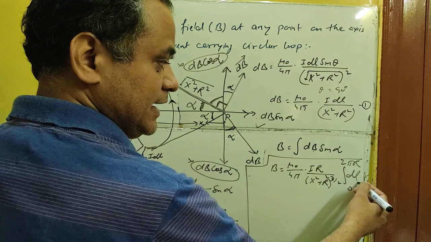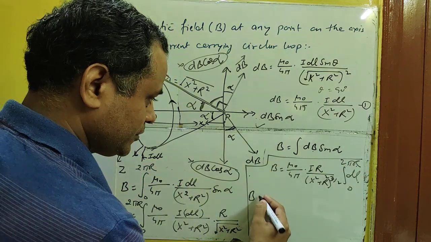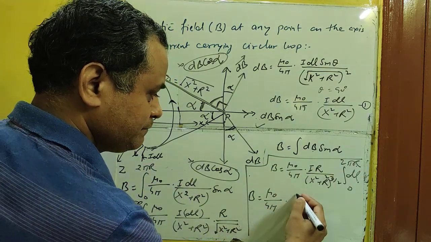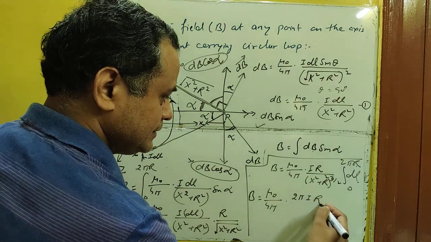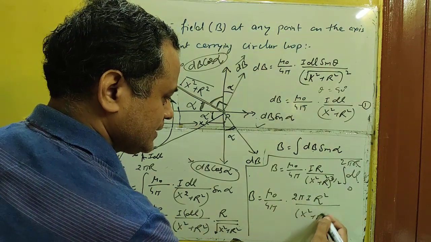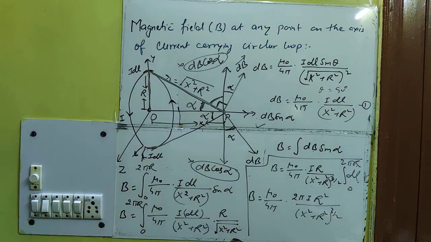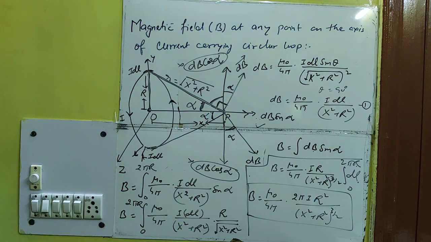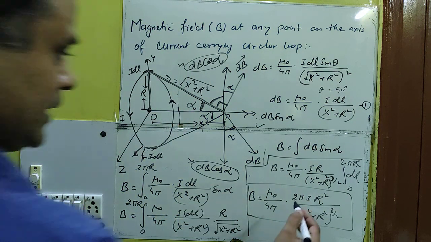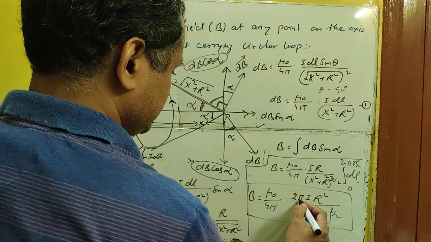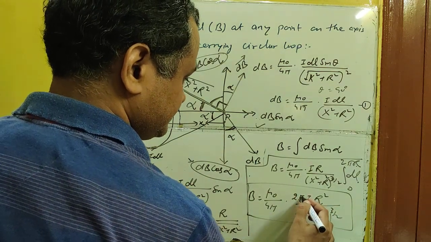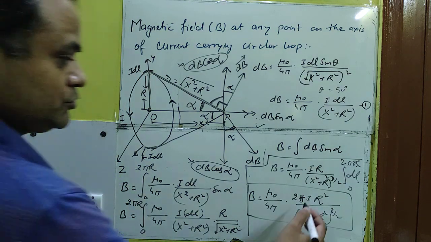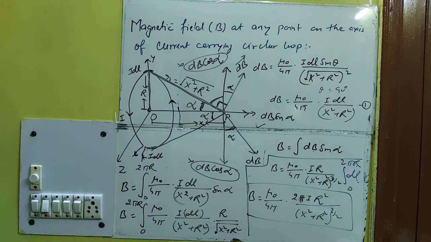Now integration of dl is L. When you put the limit, it will be 2 pi r. So what will be the answer? Mu naught upon 4 pi, 2 pi I r square, upon x square plus r square power 3 by 2. So this one is your final expression of the magnetic field at the axis point P. You can simplify it: pi r square you can say is the area. So you can convert pi r square into area. So this one is the final result, the magnetic field at the axis point of a current carrying circular loop.